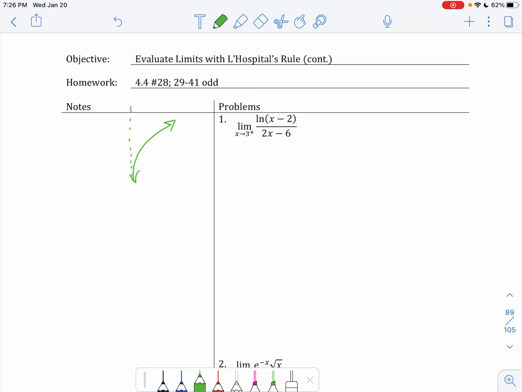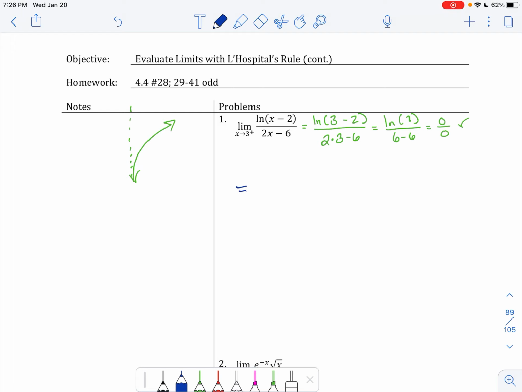First thing we want to always try with any limit is just try plugging it in. So in this case, ln of 3 minus 2, you don't need to worry about the directionality, over 2 times 3 minus 6. That's ln of 1 over 6 minus 6. The natural log of 1, or the log of 1, is 0. So yep, we have 0 over 0. That means we can use L'Hopital's rule.